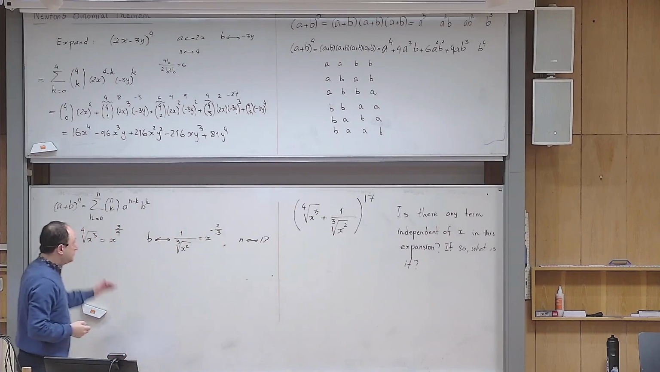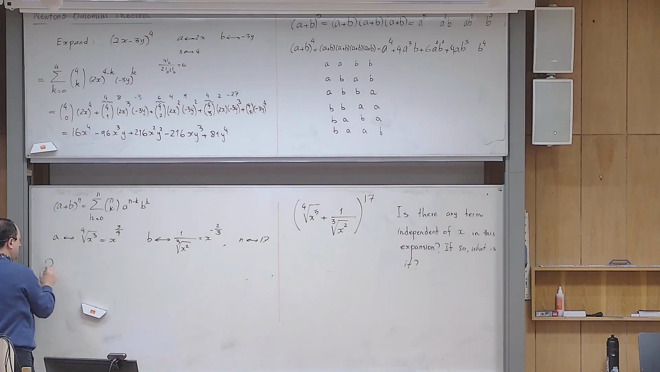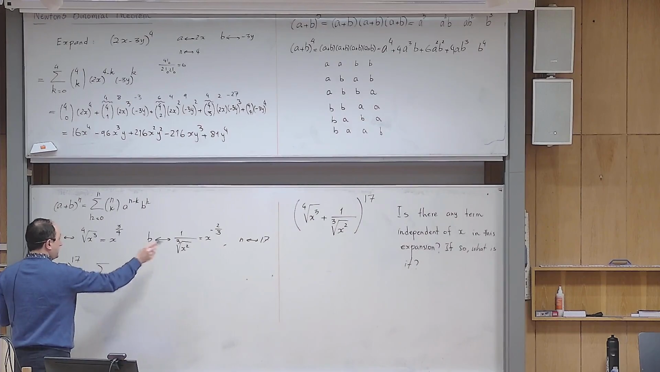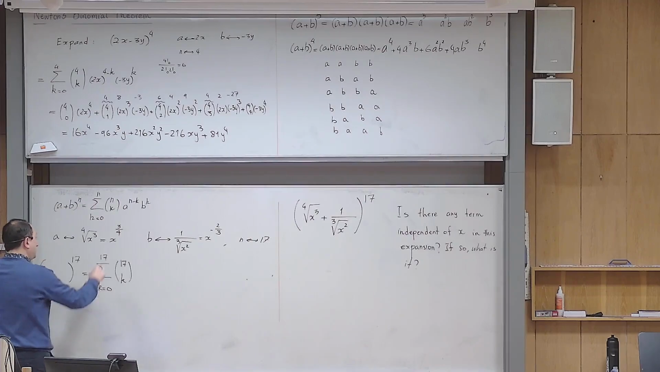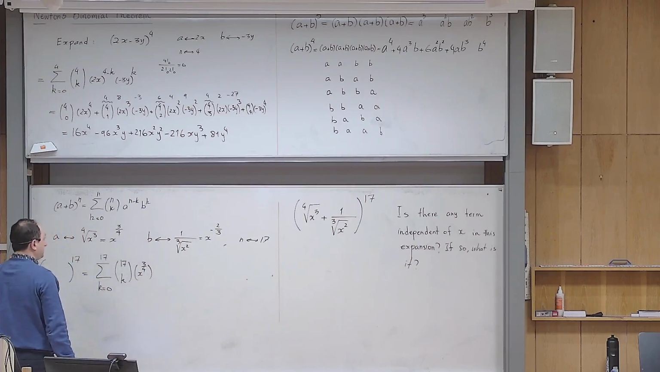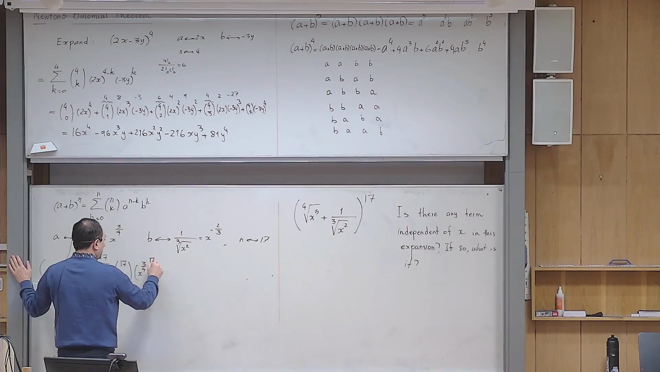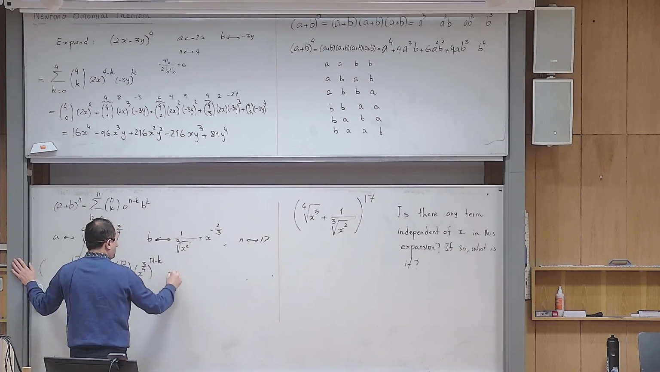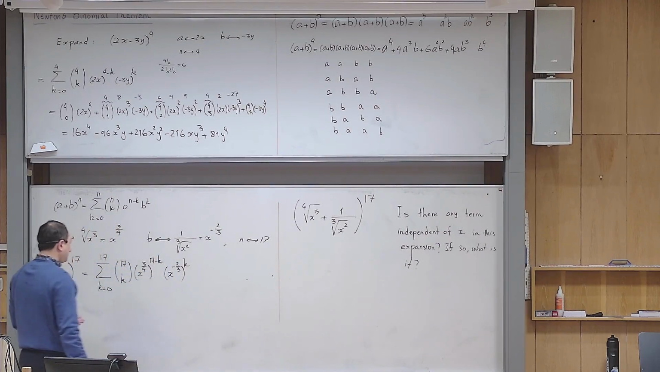So I put these replacements in the formula, so that expression to power 17 becomes equal to sigma, k goes from 0 to 17, 17 choose k, and then x to the power of 3/4 to the power of n minus k, where n is 17 and k is just k. And then b, which is x to the power of minus 2/3, to the power of k. This is what I have.